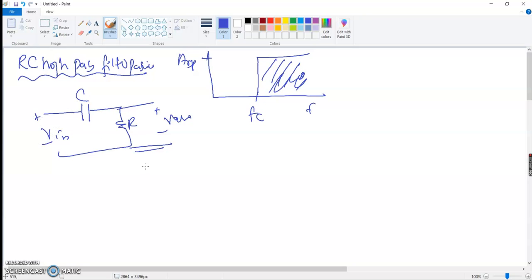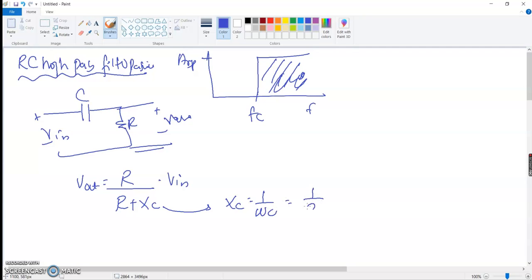Now, in order to analyze this, our voltage divider equation would be Vout equals R divided by R plus XC, which is the impedance of the capacitor, times Vin, right? And your XC, you can say again, is 1 over omega C, which is 1 over 2 pi f C. Omega is 2 pi f, 2 pi times the frequency, times the capacitance, right? So now let's have a look at that.